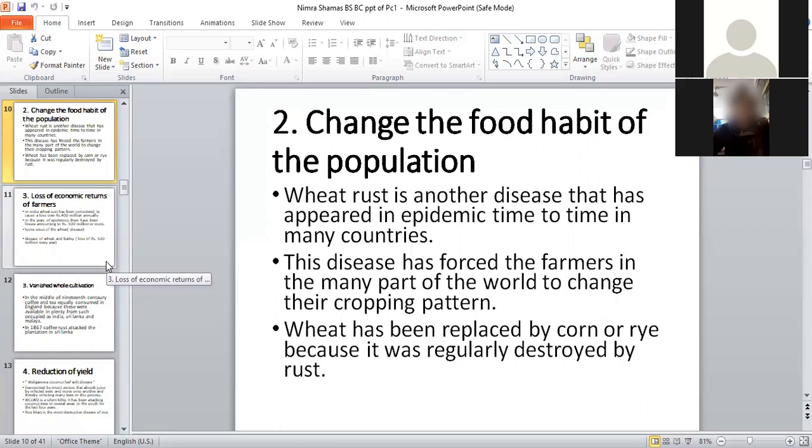This disease has forced farmers in many parts of the world to change the cropping pattern. Why change the cropping pattern? Because of the food habit. Wheat has been replaced by corn because it was regularly destroyed by rust. We know that wheat is an important diet. So because of the damage to wheat from rusting, wheat has been replaced by corn, and this caused a change in the food habit of the population. Next slide.